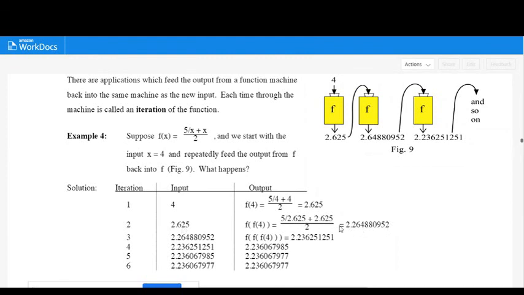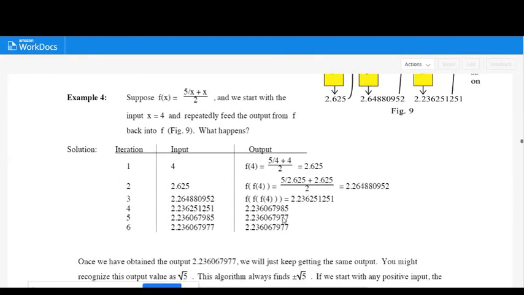So kaya naging ganito na siya. So ito yung sagot. This will be now our input for the third iteration. Then ito na yung sagot. This will become the element for the fourth iteration. Ito na yung sagot. This will become fifth iteration. Ito na yung sagot. So sa nakikita nyo dito, medyo di malayo yung difference nila.